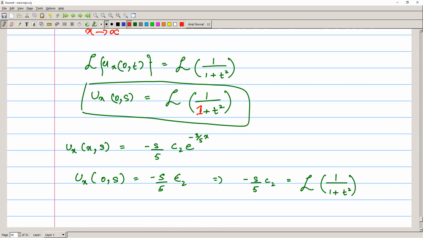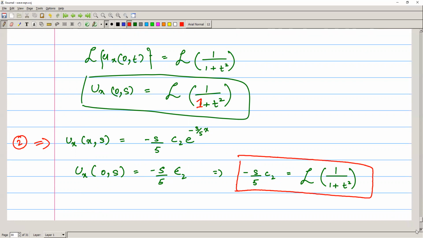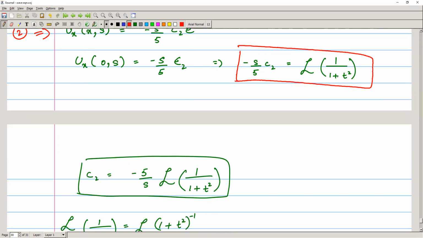Therefore, u_x of x comma s is equal to negative s over 5. That equation 2 implies, because we partially differentiate equation 2, therefore we get negative s over 5 c2 times e to the power negative s over 5 x. Then u_x(0, s) will be equal to negative s over 5 c2. That is equal to the Laplace transform of 1 over 1 plus t squared, because we said that this is the boundary condition. So now we will use some technique to find the Laplace of this function.